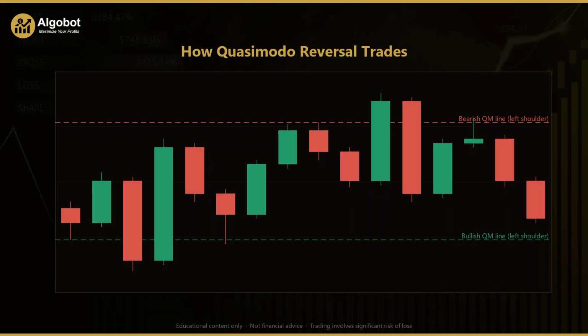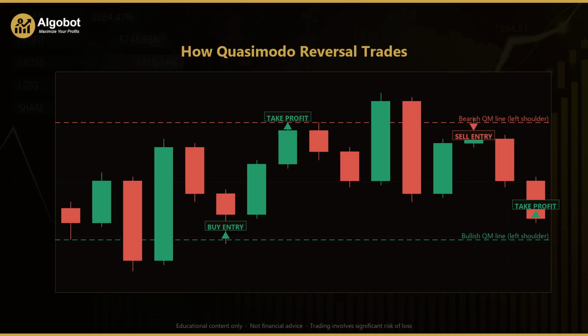Price prints a high, the left shoulder, pulls back to a low, then pushes to an even higher high, forming the head. Next it breaks sharply below the previous low, a downside break of structure that confirms a bearish Quasimodo. Price then bounces back up toward the red QM line, the left shoulder high. As it tags that line and closes back below it, the sell entry fires. The stop rests just above the head, and price falls away until it reaches the take profit below, completing the short trade.